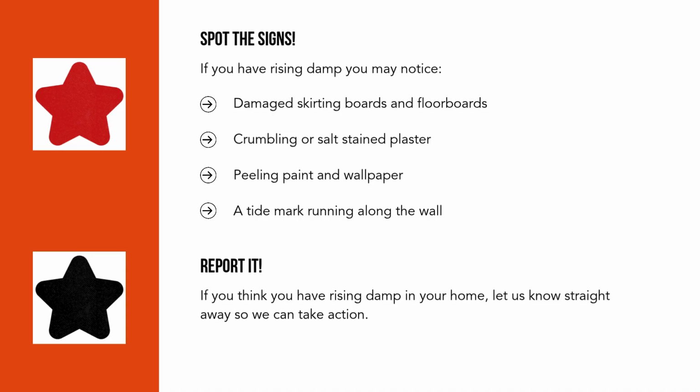Spot the signs. If you have rising damp, you may notice damaged skirting boards and floorboards, crumbling or salt-stained plaster, peeling paint and wallpaper, a tide mark running along the wall. If you think you have rising damp in your home, let us know straight away so we can take action.